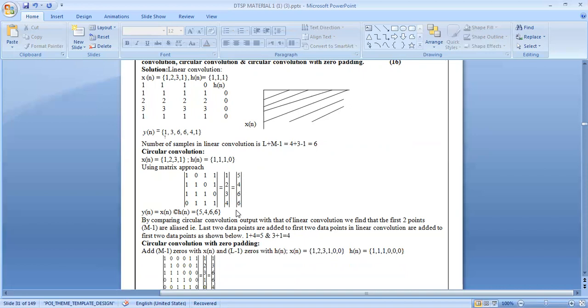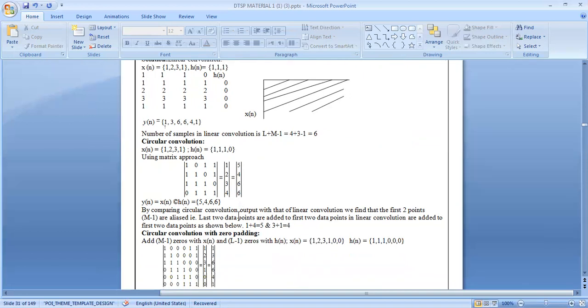Okay. So suppose you are doing zero padding. What is zero padding? Addition of zeros. So how do we add zeros? We have to append M minus 1 zeros to x of n, and L minus 1 zeros to h of n. What is L? Length of x of n. What is M? Length of h of n. Okay. So M minus 1. What is the value of M over here? 3. So 3 minus 1, 2 zeros have to be appended to x of n. The next one, L minus 1. L minus 1 is 4.